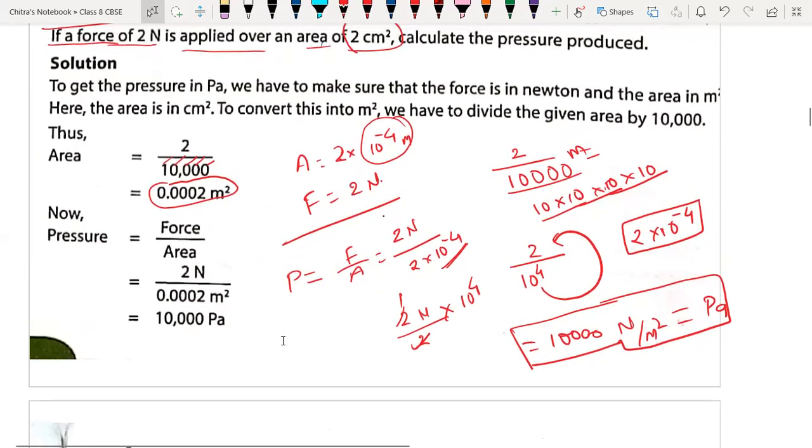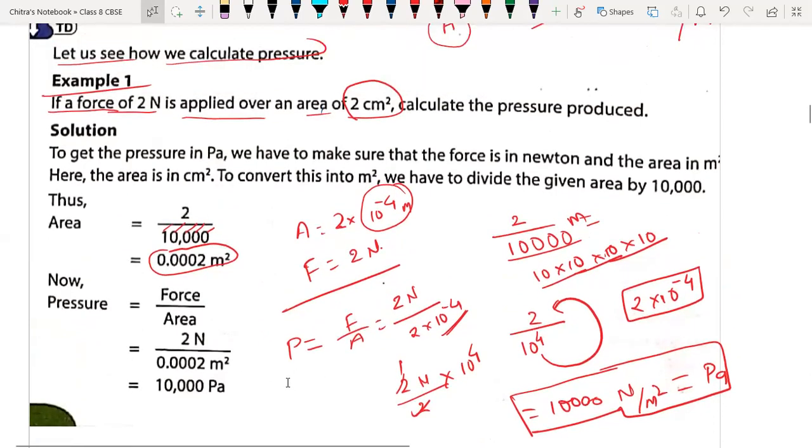Okay, sir. So this is all about the numerical. If you want, you can take a screenshot of that.